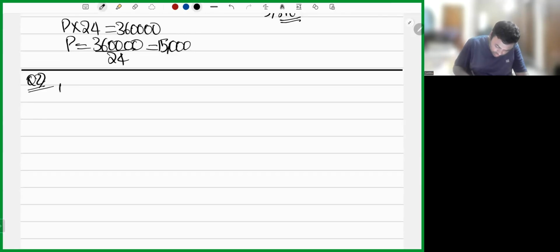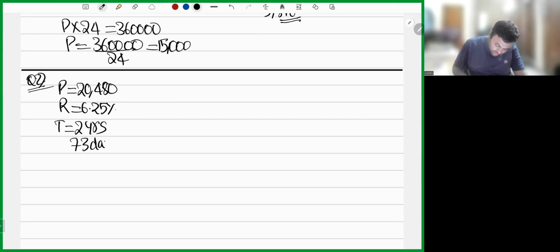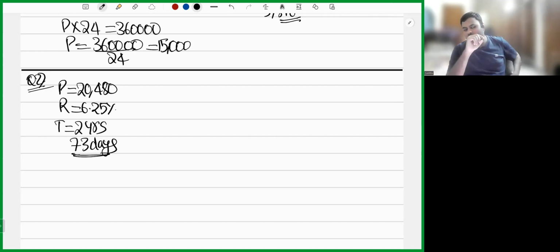He's telling principal is 2480. Rate of interest is 6.25%. Okay. Now see here, how will I do? This is a bit variety sum because time period is given as 2 years, 73 days. First, what I'll do, you need to calculate for 2 years, 73 days.